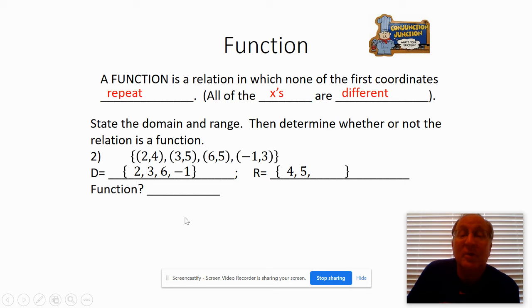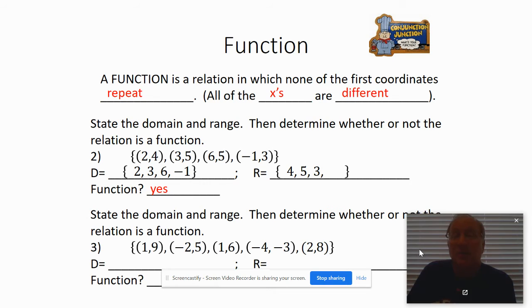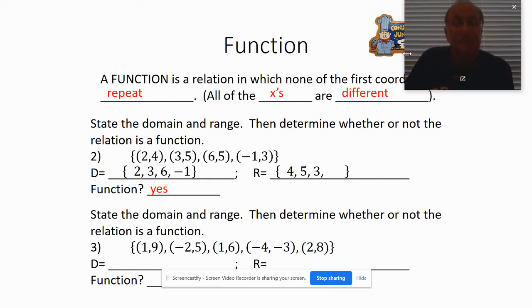Now 5 occurs twice, so I'm not going to write it twice. I'm just going to go ahead and go straight to the 3. So because each x goes to one unique y and none of the x's repeat, it is a function. It is a function, right? So now let's look at this one.